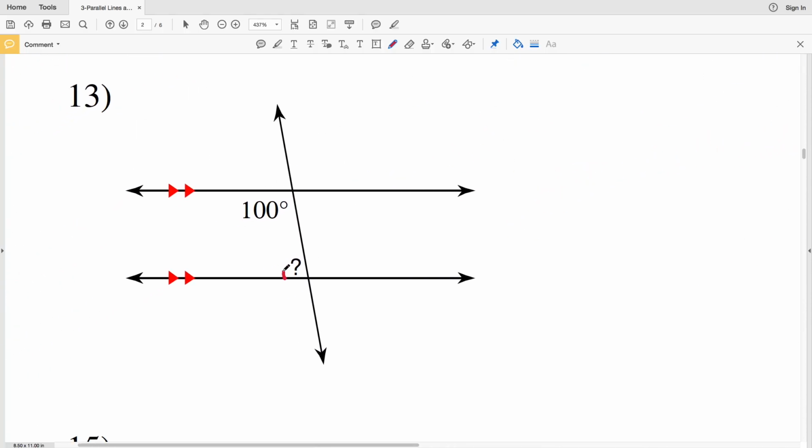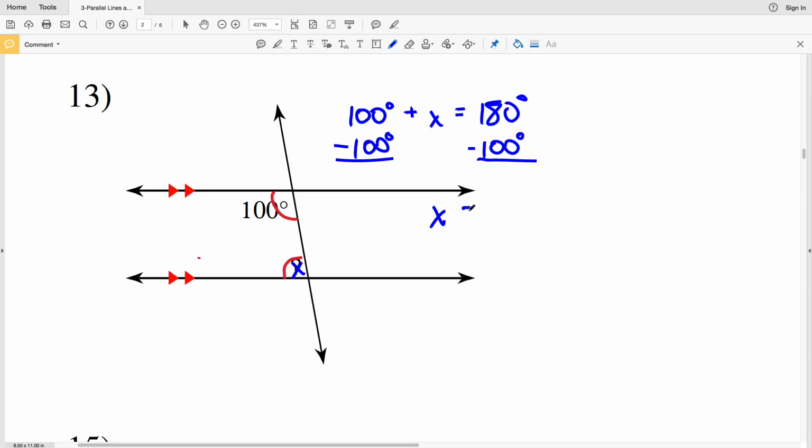And number 13, the indicated angle is on the same side of the transversal as 100 degrees, and they are also both in between or inside of the intersected lines. So we know right away that they are consecutive interior angles. And because the intersected lines are parallel, we can say that consecutive interior angles add up to 180 degrees. So 100 degrees plus our question mark, let's just call this x, is going to be equal to 180 degrees. When we subtract 100 degrees from both sides of the equation, we get that x, or our indicated angle, is equal to 80 degrees. So 80 degrees is the solution in number 13.